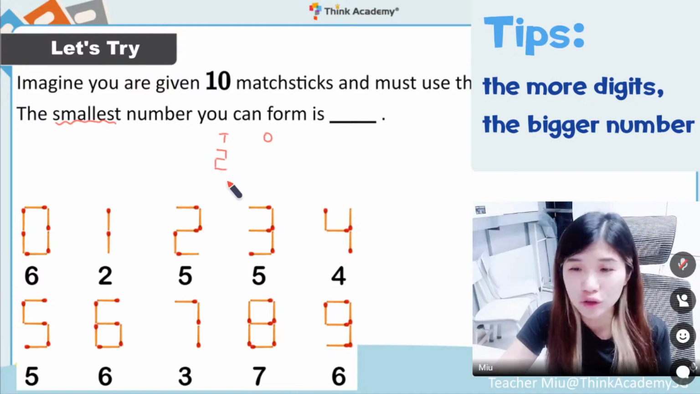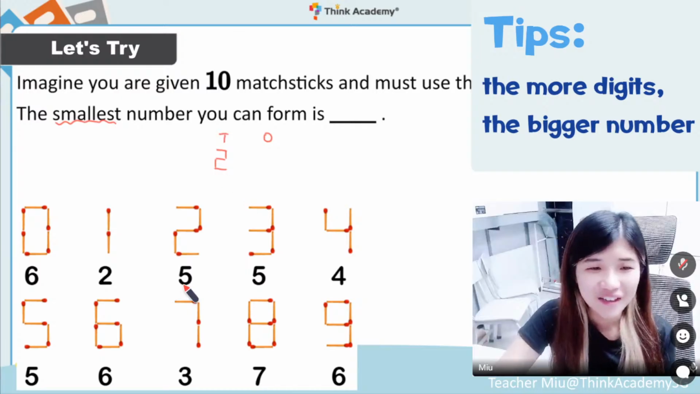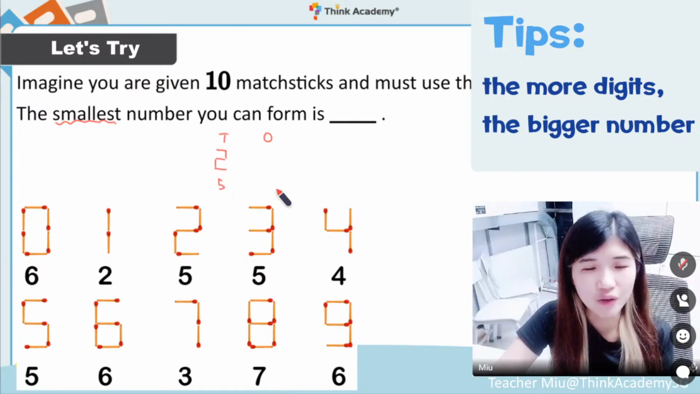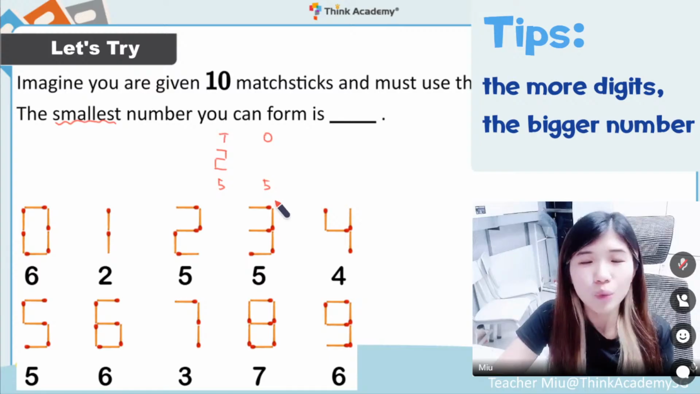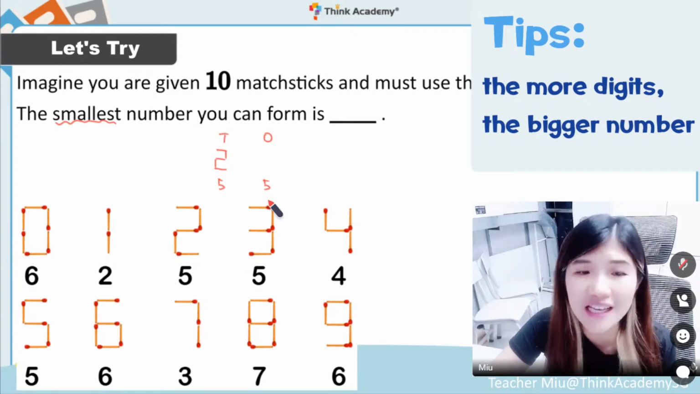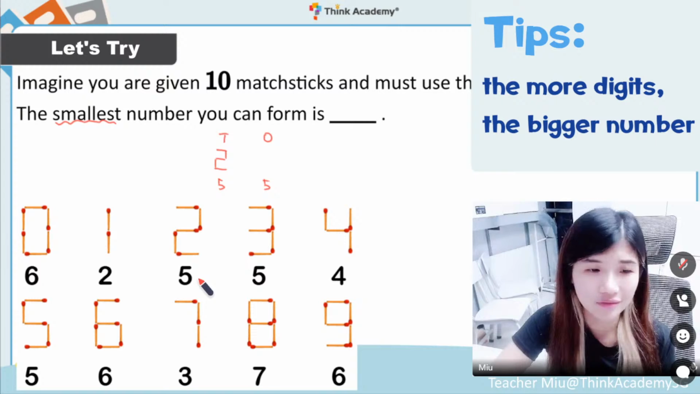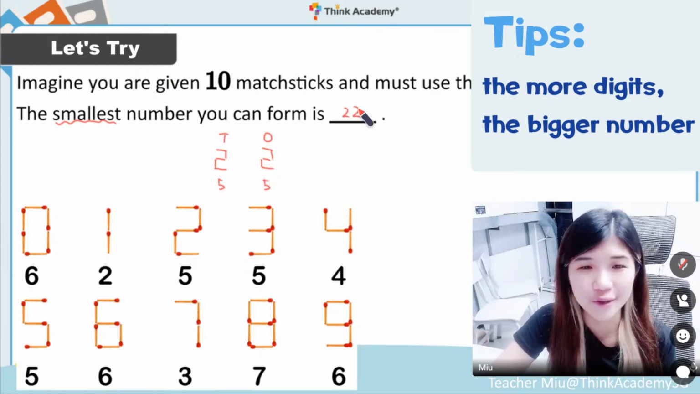When we go to 2, we use up 5 matchsticks, right? So that means we still have 5 left. With 5 matchsticks, what is the smallest digit that we can make? 2. So that's the answer, 22.